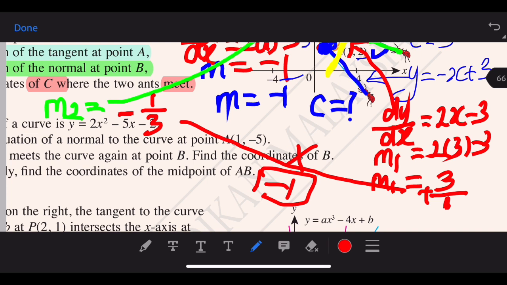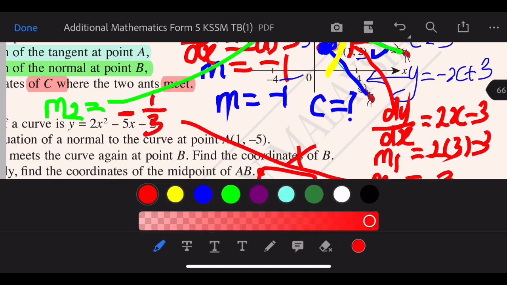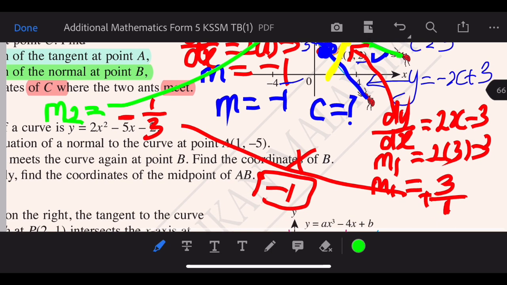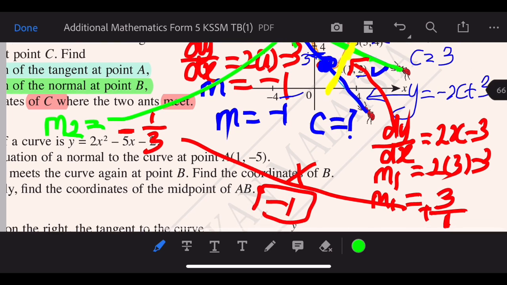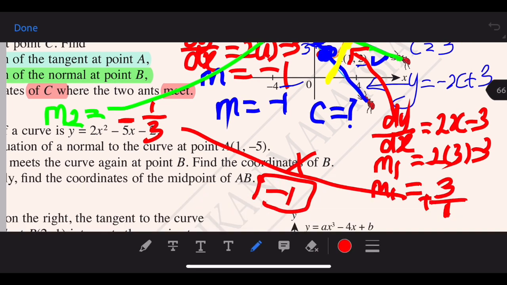That's why you can invert it and change the sign. If positive, you get negative. Alright? So this is actually very important, which is your gradient of the what?